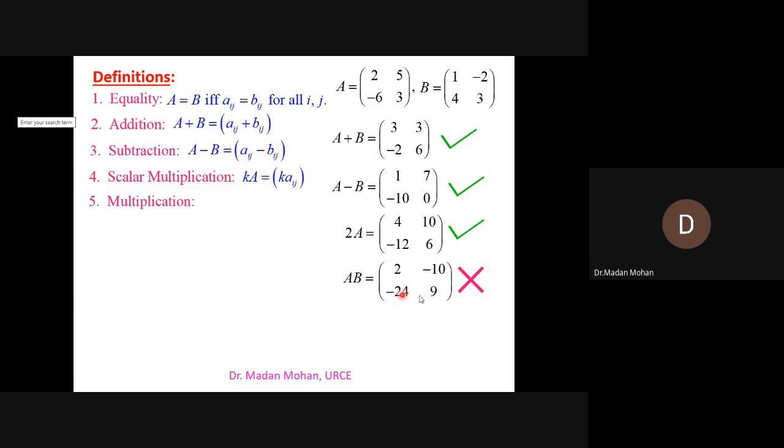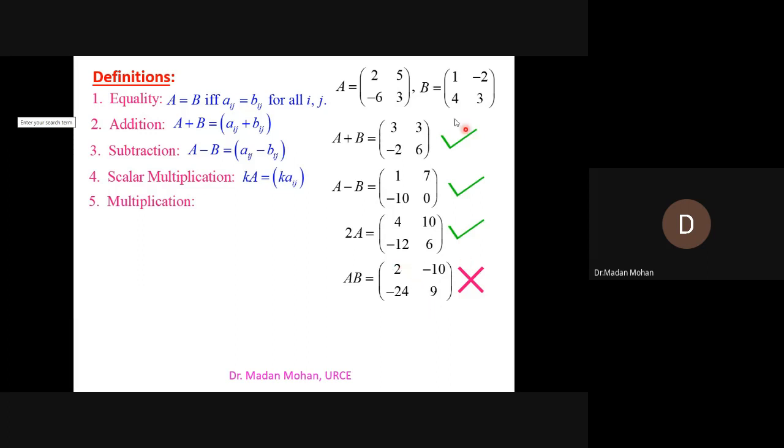What is the correct answer here? Anyone, please? What is the first element? You are telling 22, sir. Huh? It is 22. Right, very good. Because 2 into 1 plus 5 into 4, row by column. Why 22? But I have written 2. But my question is why it is wrong.